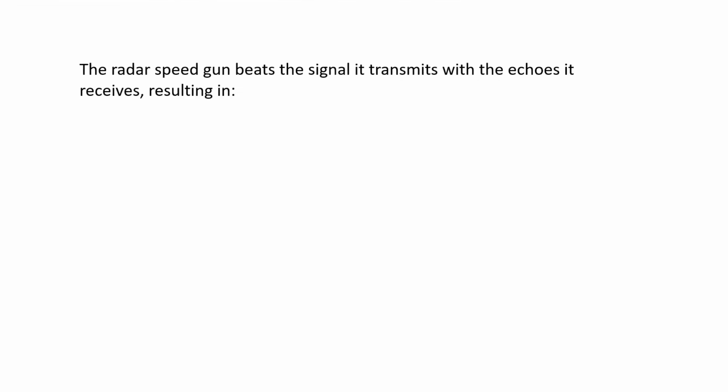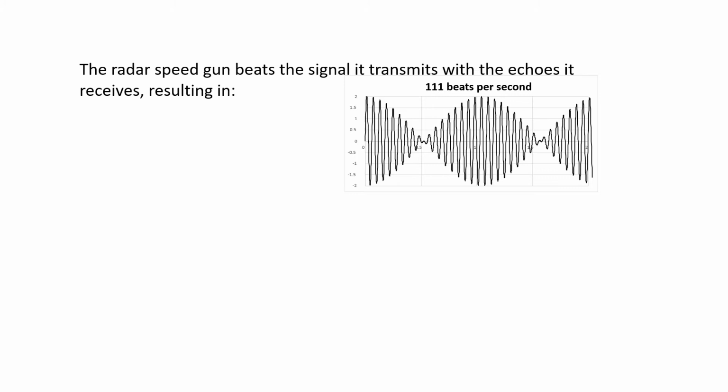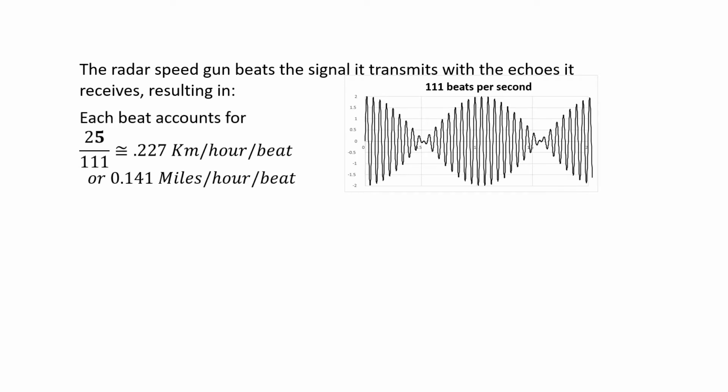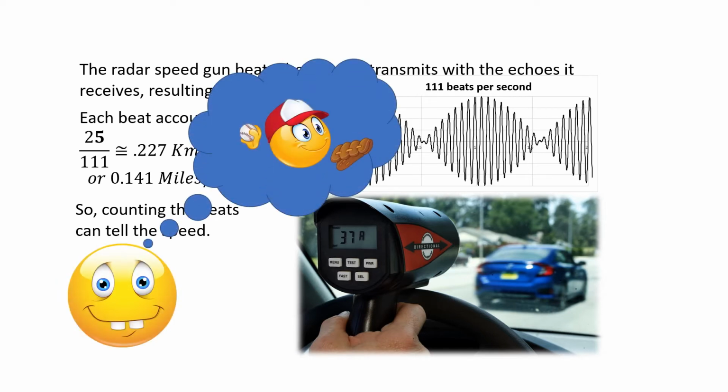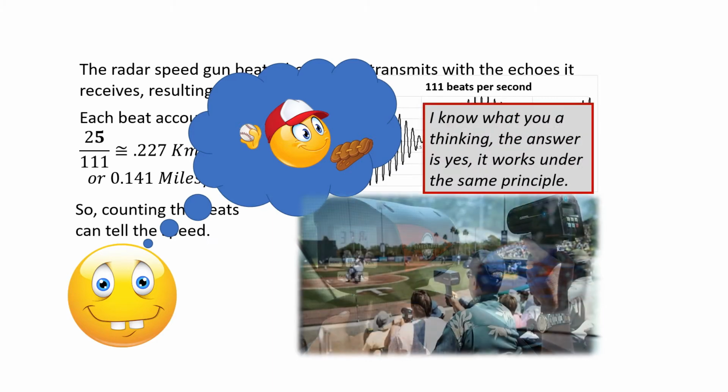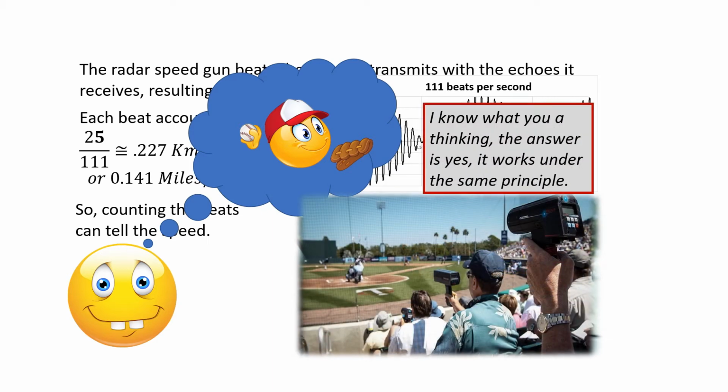The radar gun beats the signal it transmits with the echoes it receives, resulting in something like that. Each beat accounts for 0.227 kilometers per hour per beat, or 0.141 miles per hour per beat. So counting the beats, you can tell the speed. I know what you're thinking. The answer is yes. It works under the same principle.